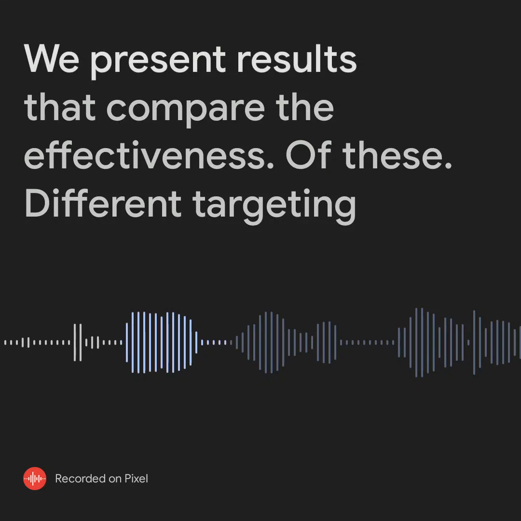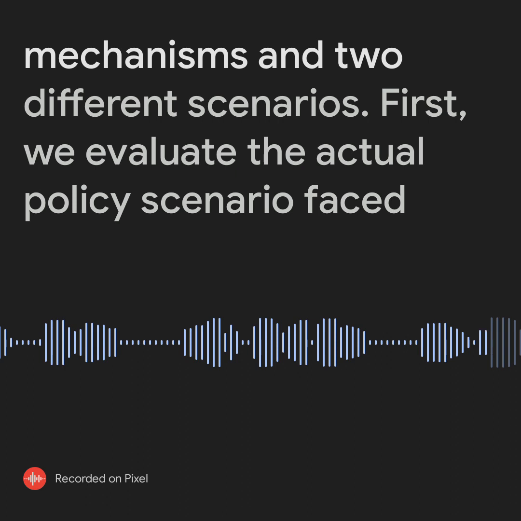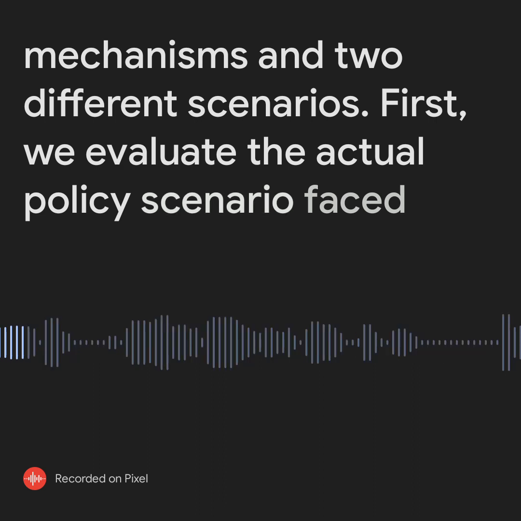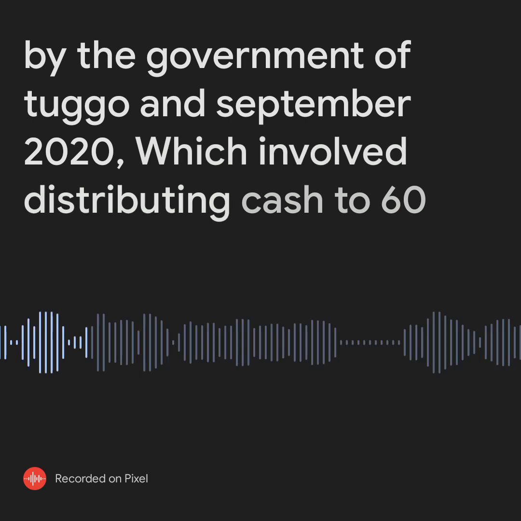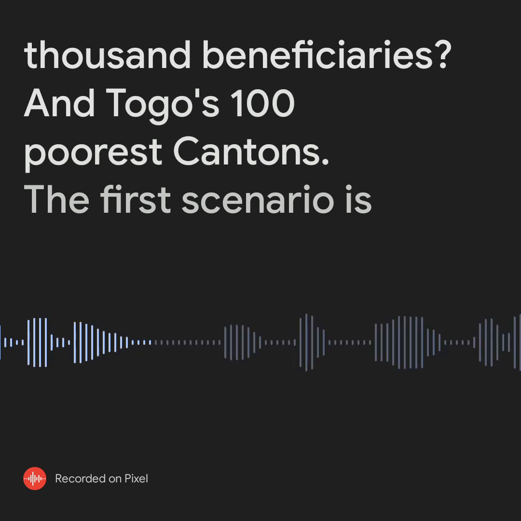We present results that compare the effectiveness of these different targeting mechanisms in two different scenarios. First, we evaluate the actual policy scenario faced by the government of Togo in September 2020, which involved distributing cash to 60,000 beneficiaries in Togo's 100 poorest cantons.